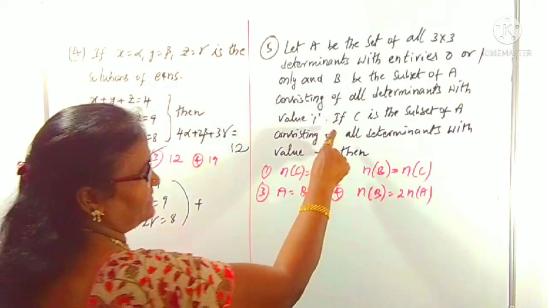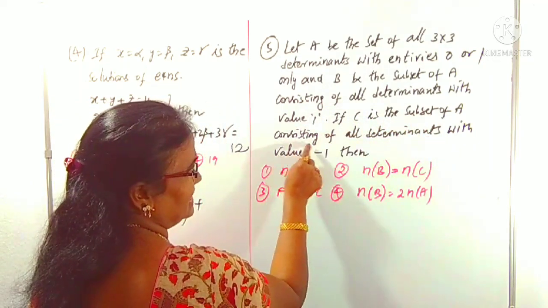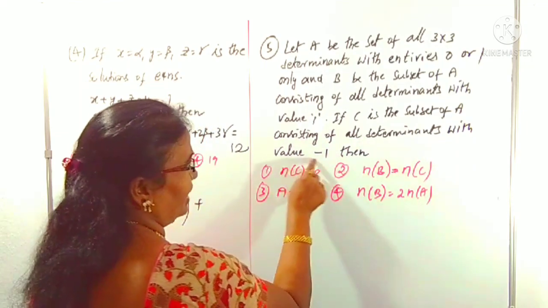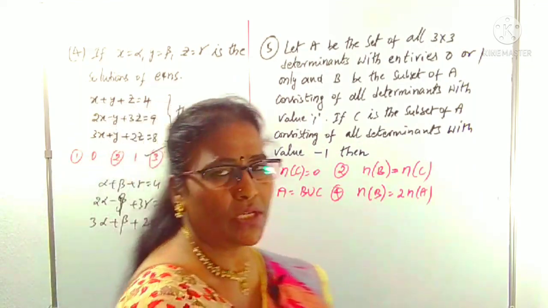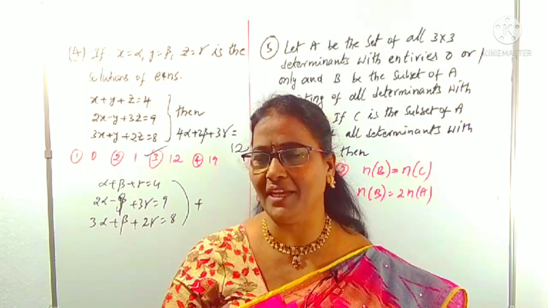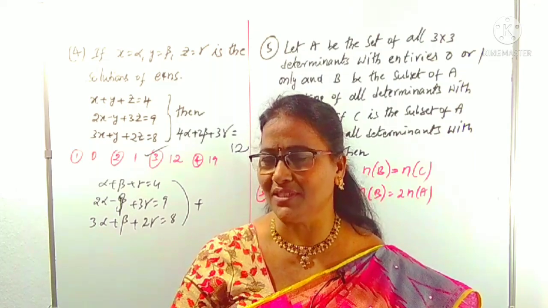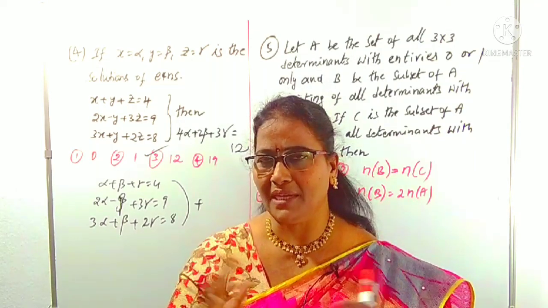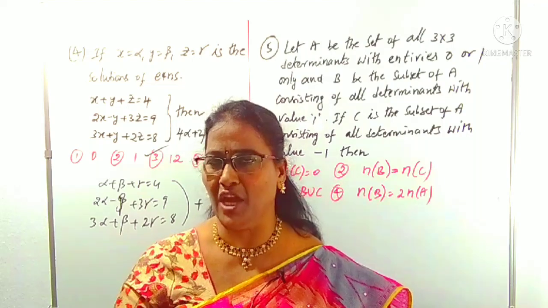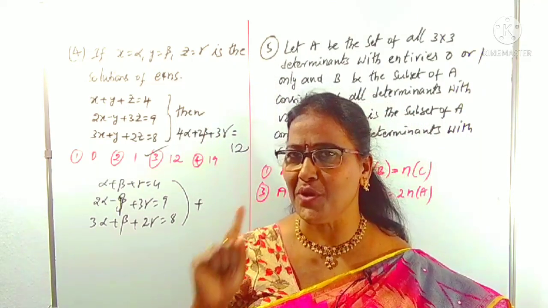Next, C is also a subset of A consisting of all elements with determinant value minus 1. So, C is one of the matrix which is a subset of A, whose determinant values are equal to minus 1. Such type of matrices we can form. Determinants we have to form with what entries? With the entries 0 and 1 only.